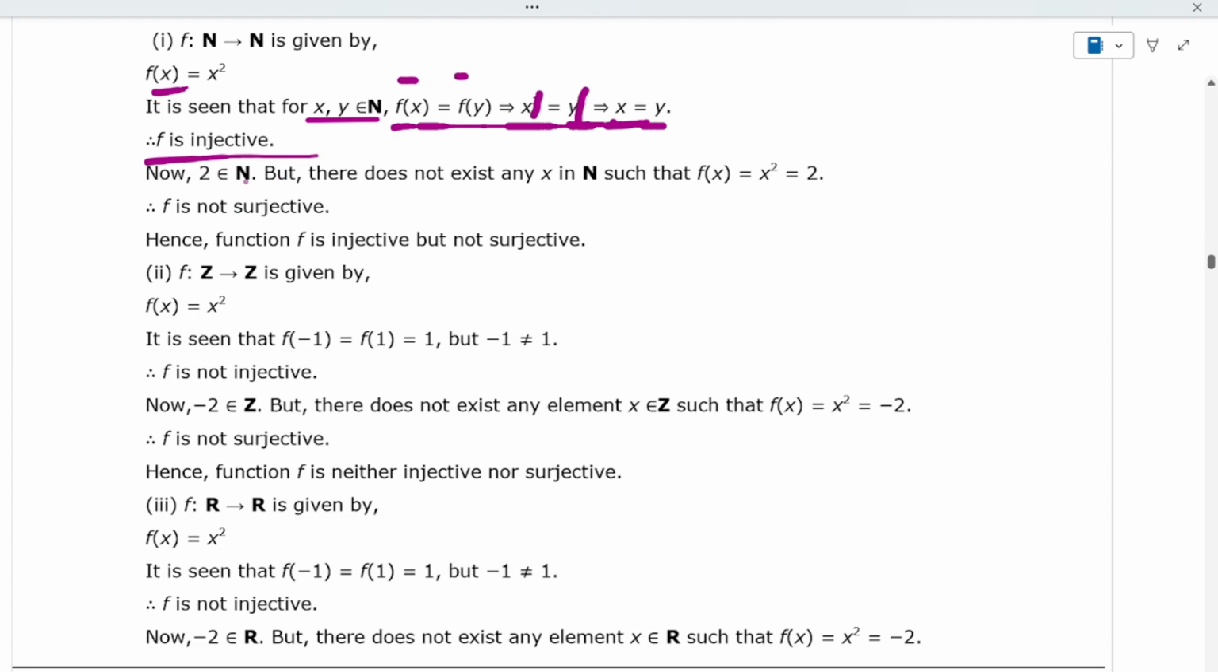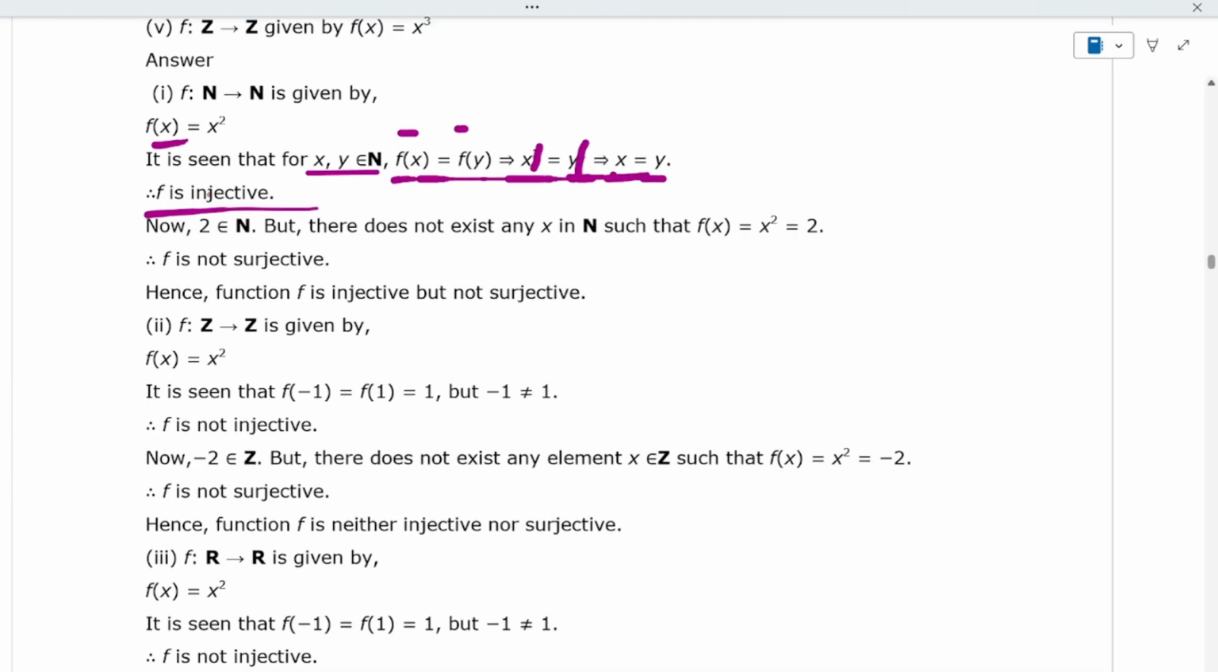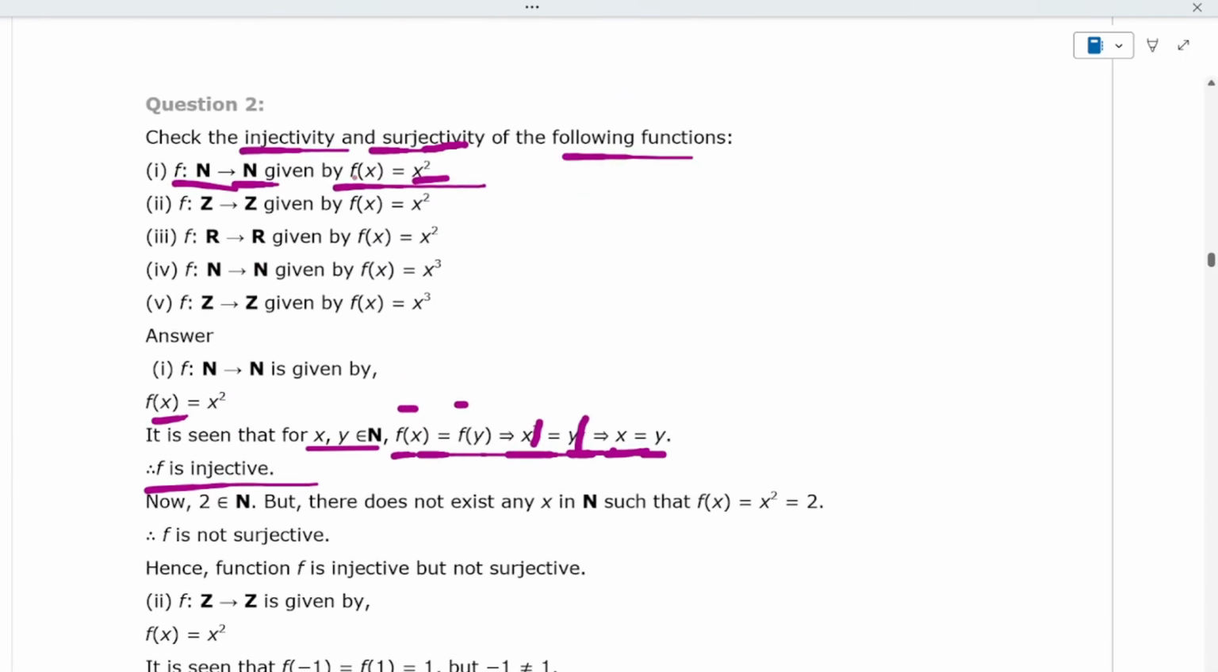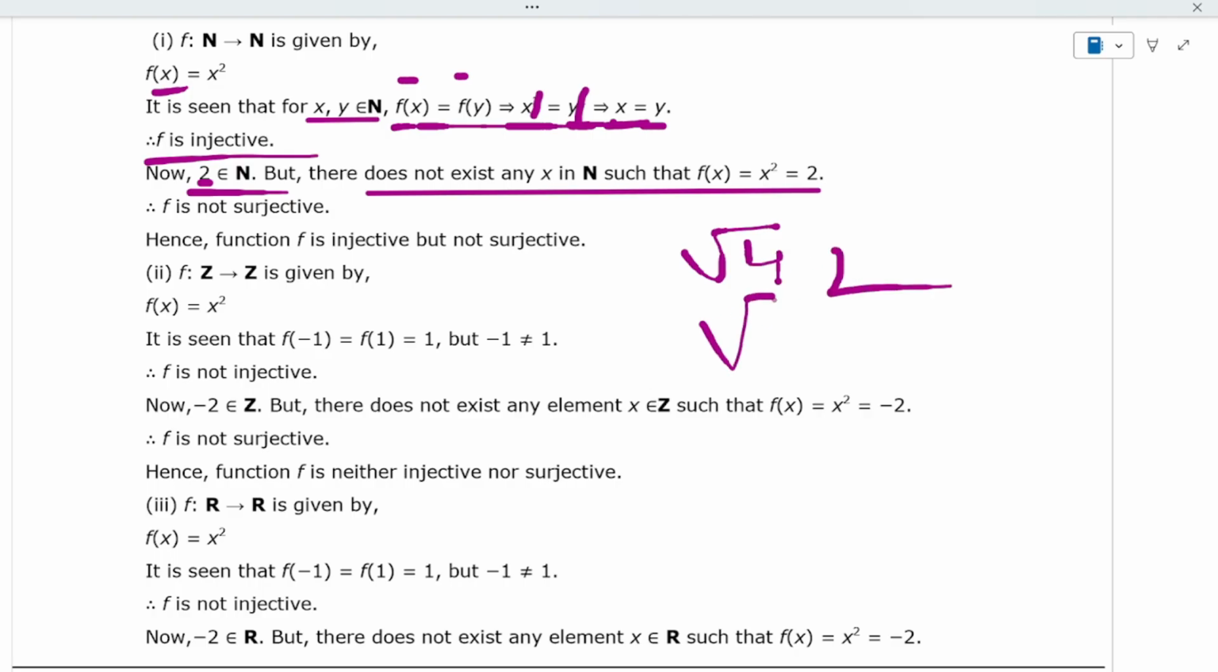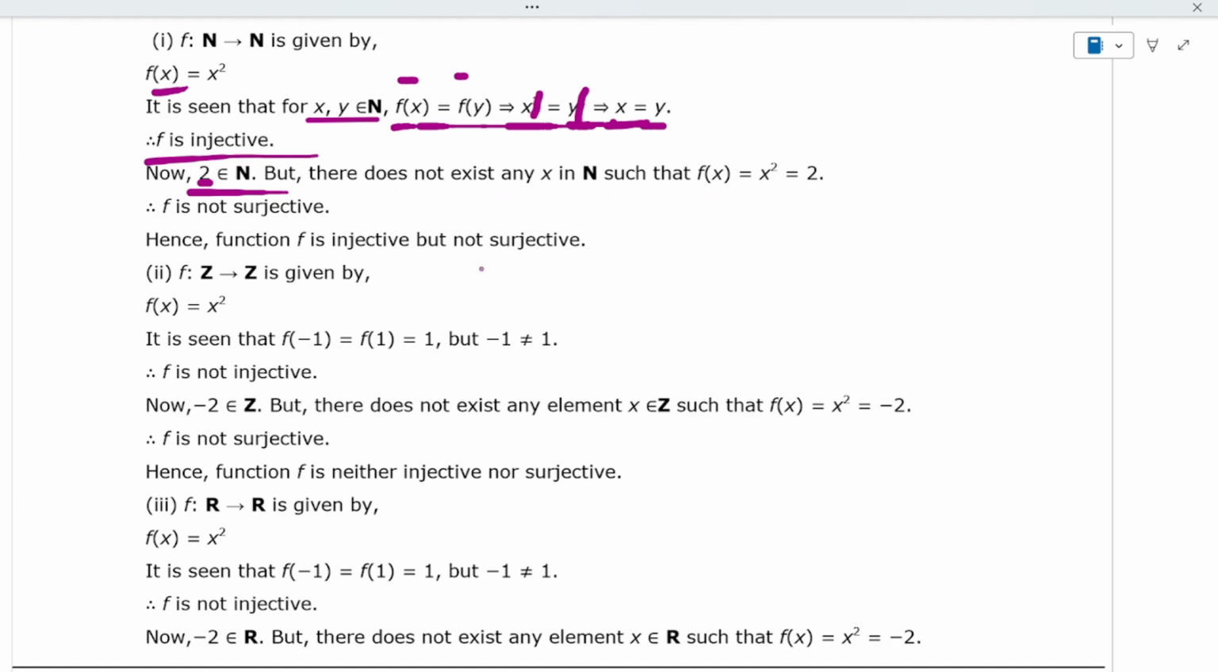Now let's see what they have given to prove surjectivity. 2 belongs to N, as we all know 2 is a natural number, but there does not exist an x such that x square is equal to 2. Root 4 is equal to 2, but root 2 will not come for any natural value; it will be some decimal, something like 1.1 or so. So it is not surjective. It is injective but not surjective.